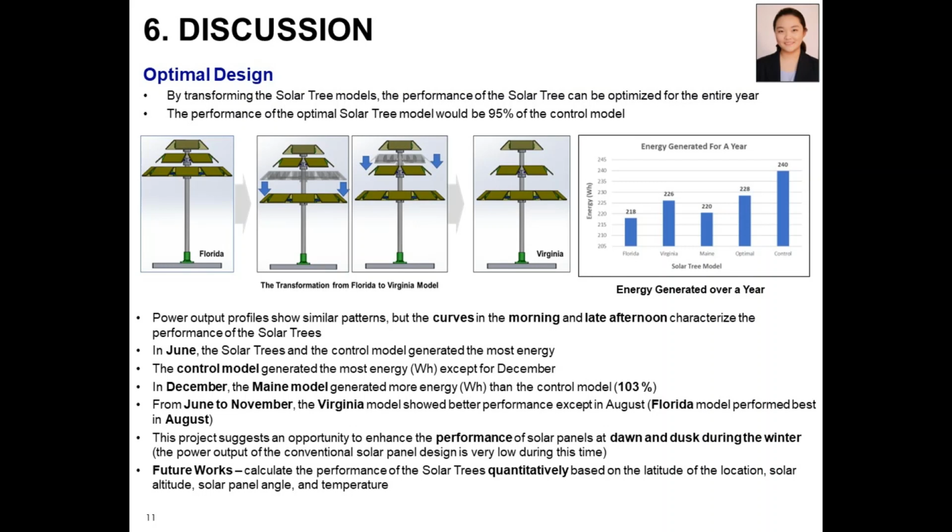of the control model. In conclusion, in June, the solar trees and the control model generated the most energy. In December, the main model generated more energy than the control model. From June to November, the Virginia model showed the best performance between the solar trees, except in August, where the Florida model performed the best. In total, this project suggests an opportunity to enhance the performance of solar panels at dawn and dusk during the winter, as the power output of the conventional solar panel design is very low during this time frame.